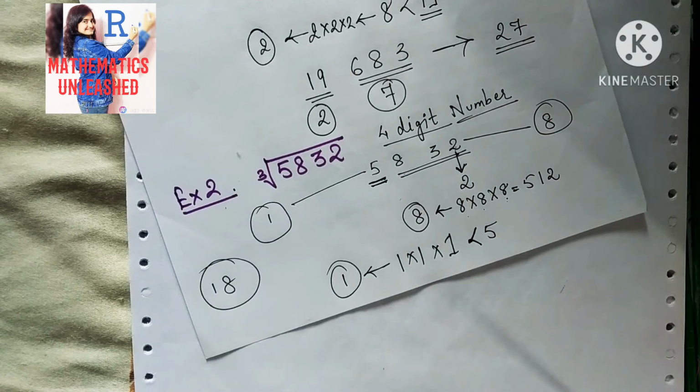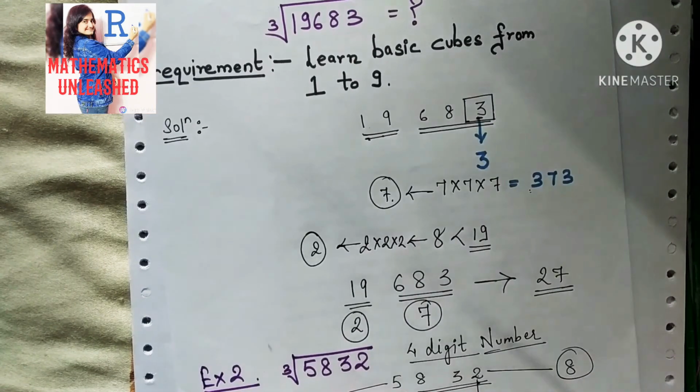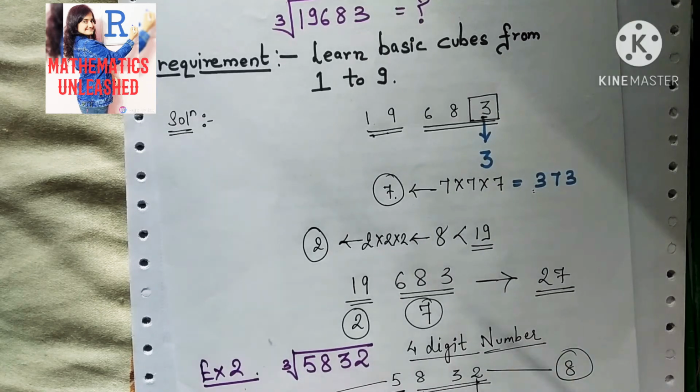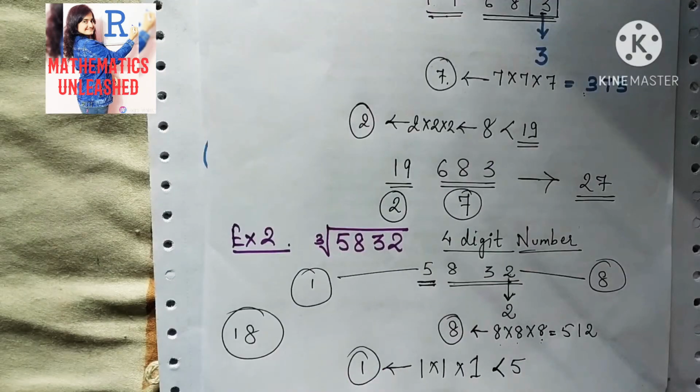So this was easy, but you have to practice 2 to 3 times and you will master the cube root. Also, for doing this type of short trick, you just need to remember or learn the basic cubes from 1 to 9 and that's it. You don't have to panic about the number of digits of the cube. You can do it very easily.